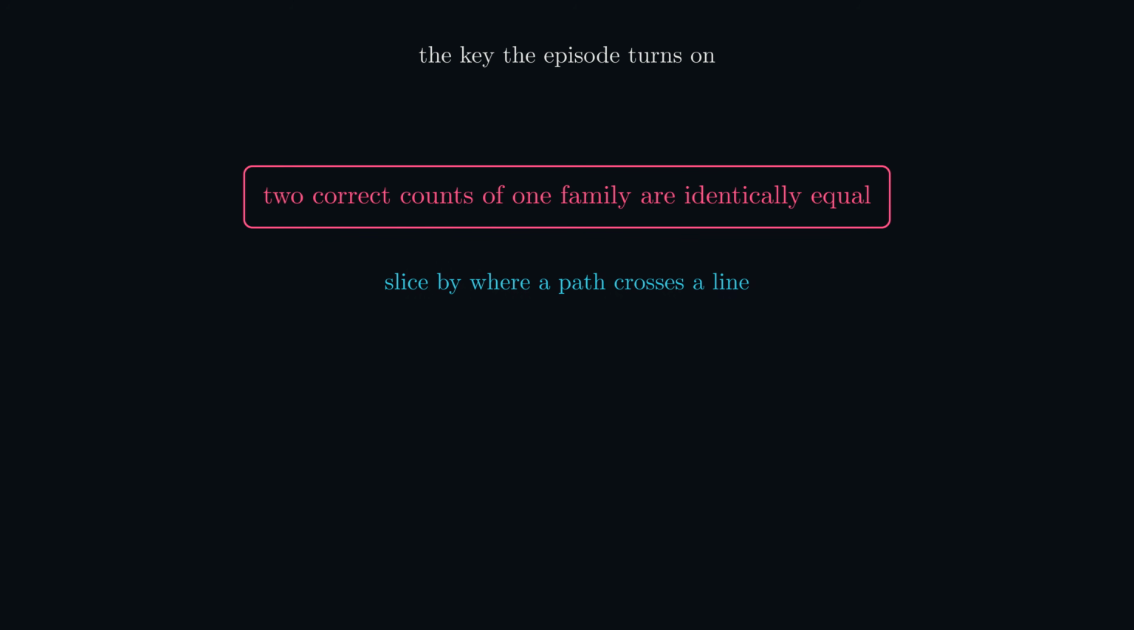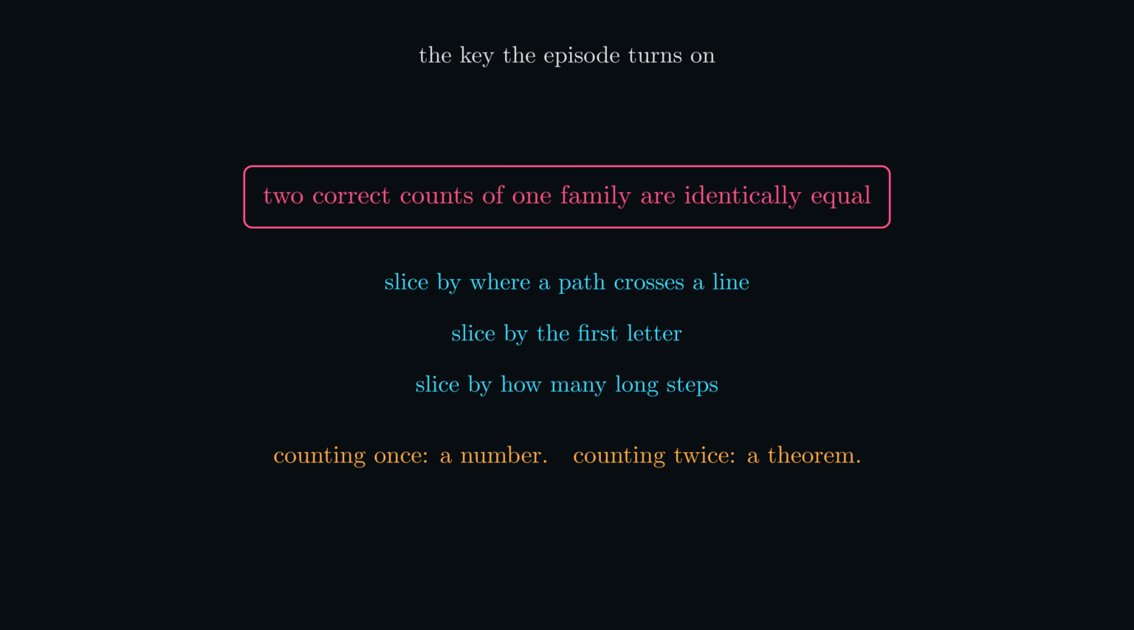Let us say the rule out loud, because it is the key the whole episode turns on. If one family of objects is counted correctly in 2 different ways, the 2 expressions are equal. Not approximately, identically, for every size of the problem. The craft is in choosing the second viewpoint. Slice the family by a different feature, where a path crosses a line, what its first letter is, how many long steps it takes, and each slicing writes the same total in a new notation. Counting once gives a number. Counting twice gives a theorem.